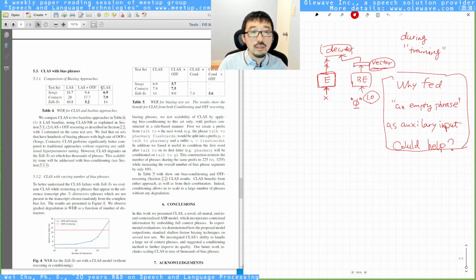Oh, this is not C class, sorry. The second column is still the baseline plus the rescoring, okay? And then they use the CLAS, contextual LAS. Remember, I think they should write CLAS plus OTF here, because by default they use the rescoring, okay? And you can see for the song and the context, they're working well.